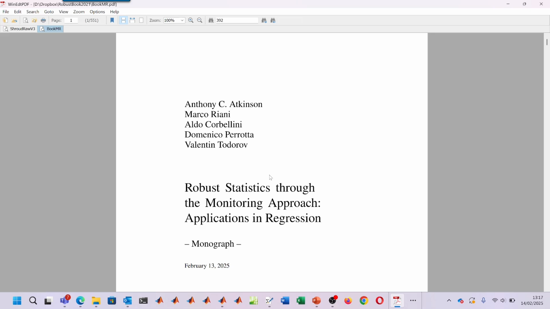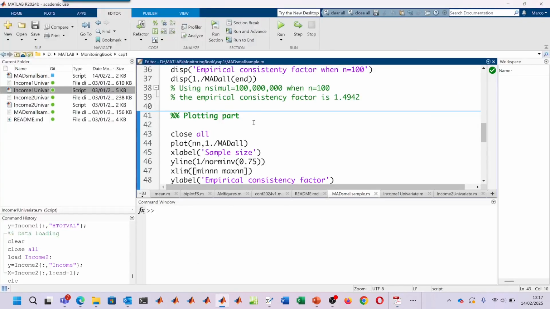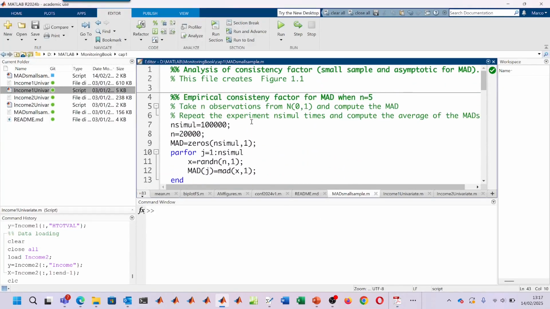With this video we'd like to talk about chapter 1 of our new exciting book. The purpose of this chapter is to illustrate the difference between the standard approach to robust statistics, which we call static, and our dynamic approach, which uses modern computing techniques.